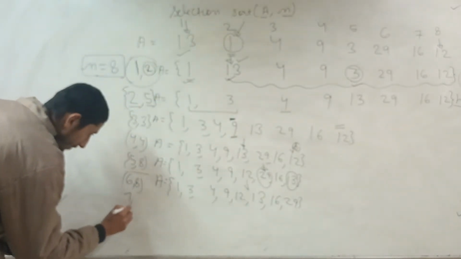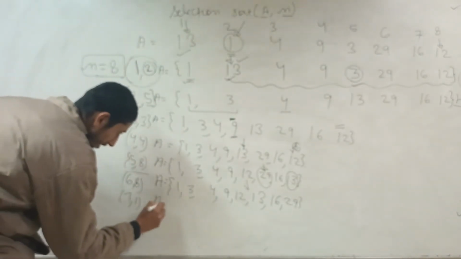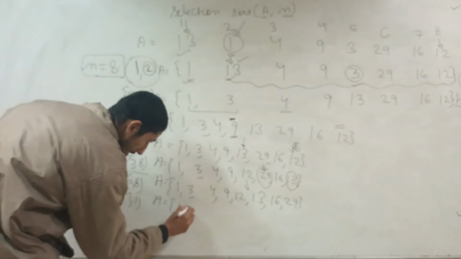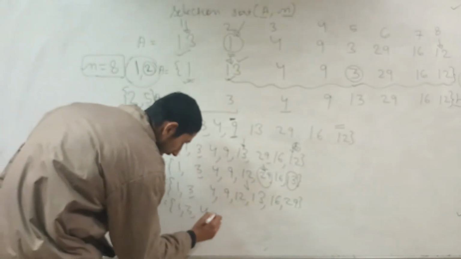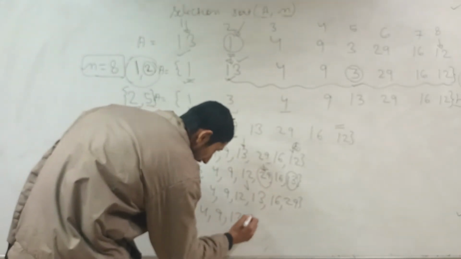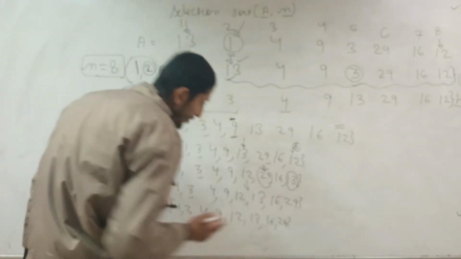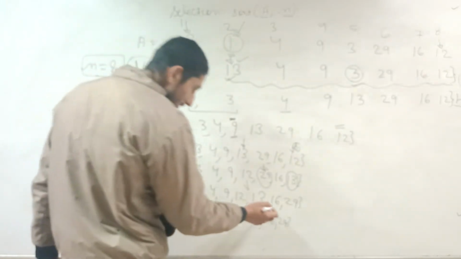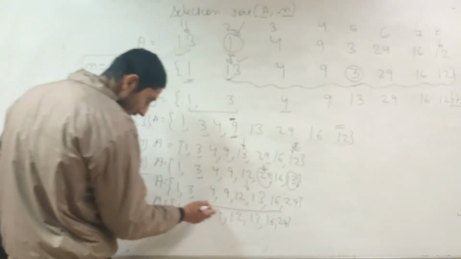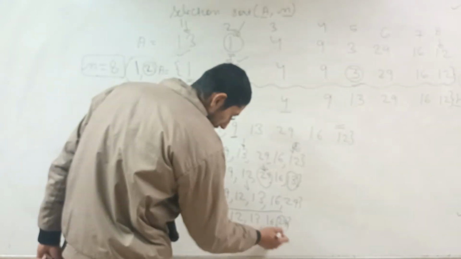Then the 7th element will be swapped with 7 because the element was already at the correct place, so the array will remain as it is. And for the last one, there is no need to apply the loop, because if the rest is sorted, this one will be automatically sorted.